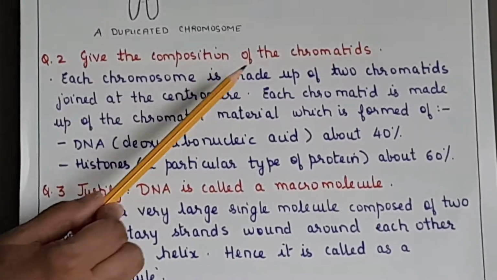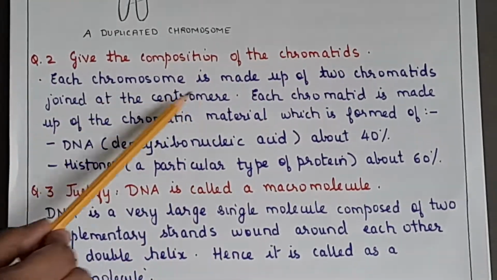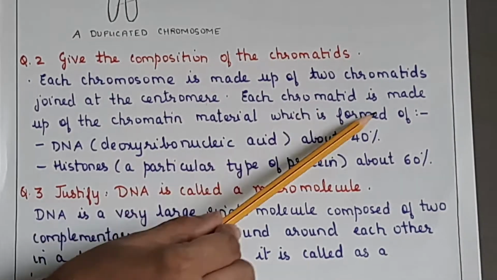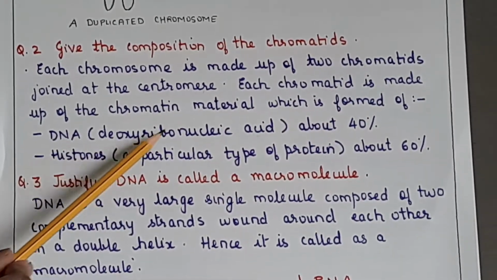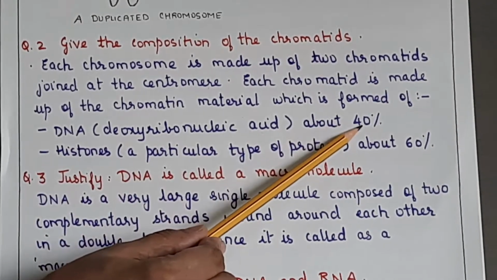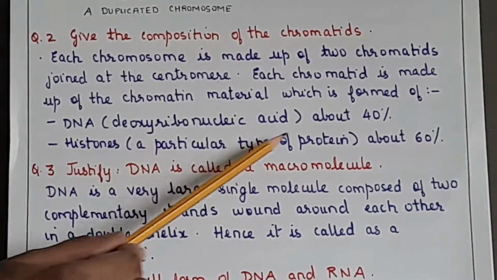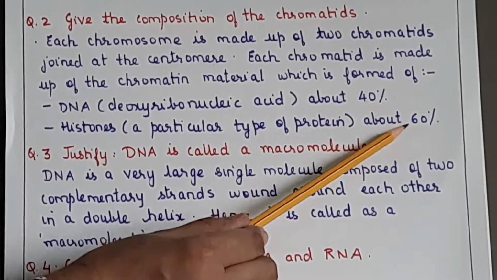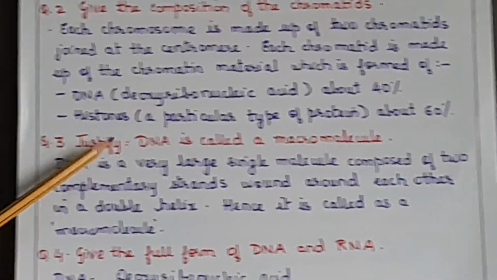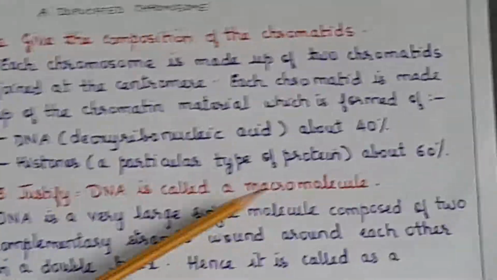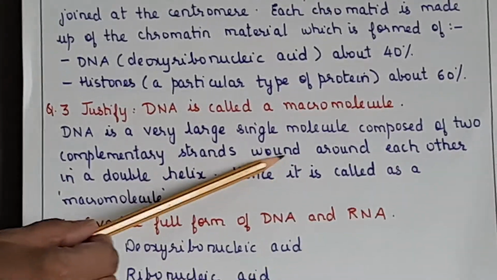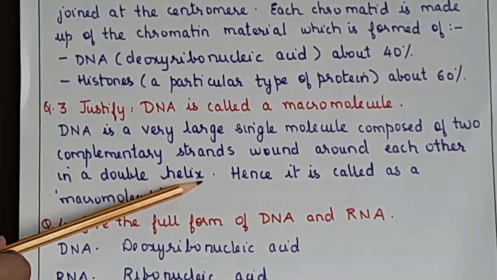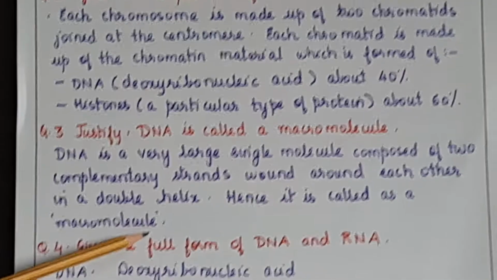Each chromosome is made up of 2 chromatids joined at the centromere. Each chromatid is made up of chromatin material, which is formed of DNA, that is deoxyribonucleic acid, about 40%, and histone, a type of protein, about 60%. Then next is, justify that DNA is called a macromolecule. This is important. DNA is a very large single molecule composed of 2 complementary strands wound around each other in a double helix. Hence it is called a macromolecule.